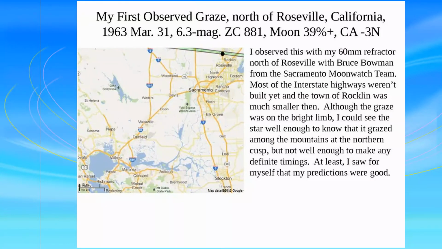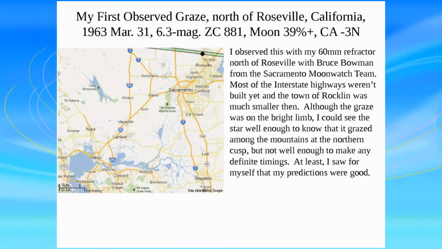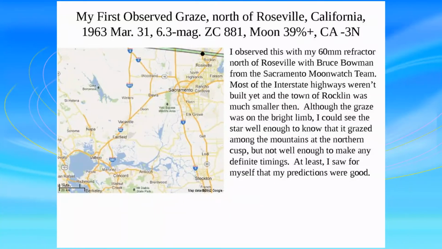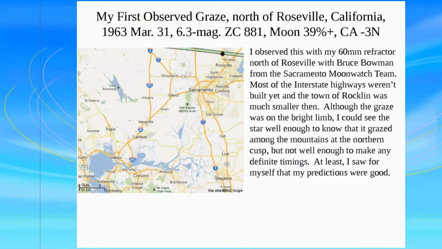Anyway, next slide. This was my first graze that I observed then. It was just a year after the Aldebaran one, March 31st, 63, with a 6th magnitude star, but it was on the bright side of the moon, just very close to the cusp though, so I was able to tell that the graze prediction was right, although on the bright limb the star just merged, and I couldn't get any real timings. At least I saw for myself that the predictions worked.